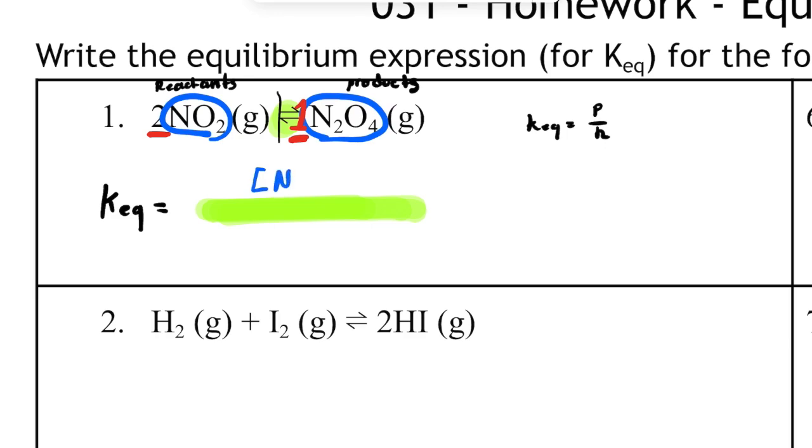So the concentration of N2O4 to the power of 1. So we usually don't write the power of 1, so it's totally fine if you don't write it down, just for powers of 1. And then reactants on the bottom, the concentration of NO2 to the power of 2.